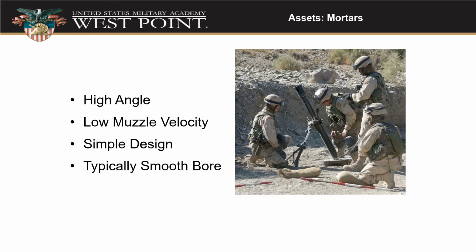It's a very simple design. It's a tube. You take the mortar bomb and drop it down the tube. When it hits the bottom of the tube, it fires off, comes out, and goes up. We have some sights to help line them up. Typically it's a smoothbore weapon, which means these mortars have fins on them to keep them stable.